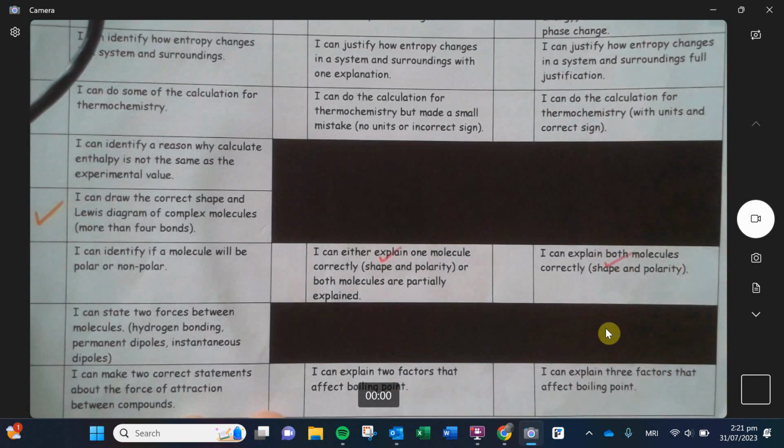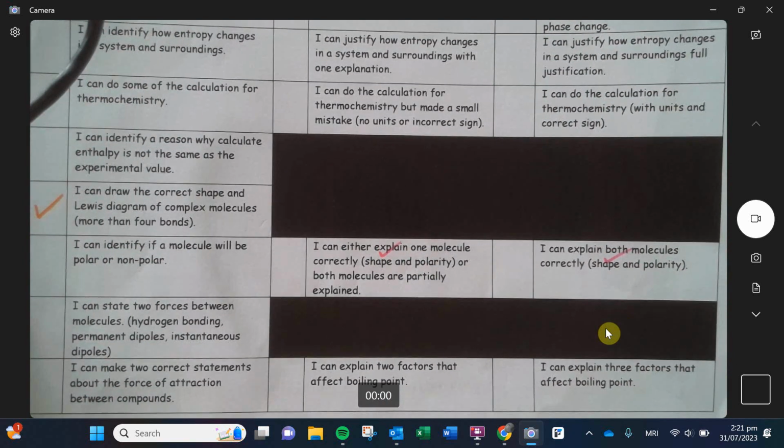We're starting to look at the shape component of it, and then Friday we'll look at the polarity one. I figured I shouldn't overwhelm you guys.